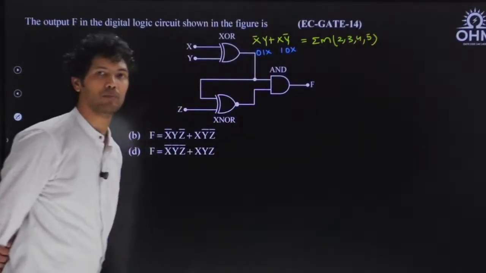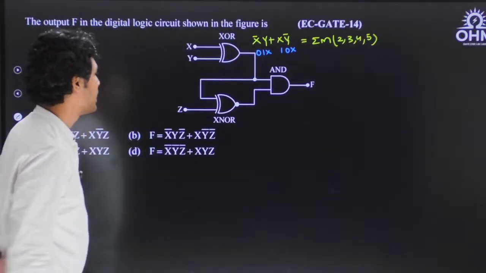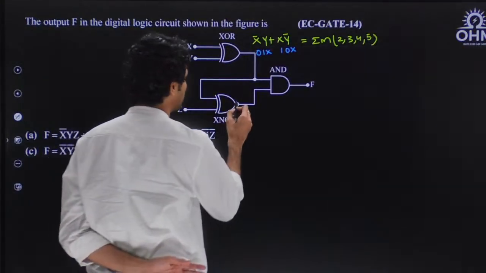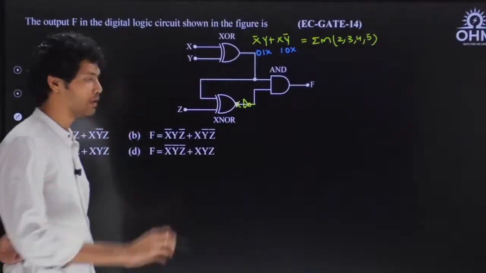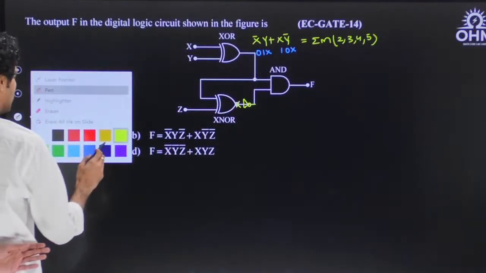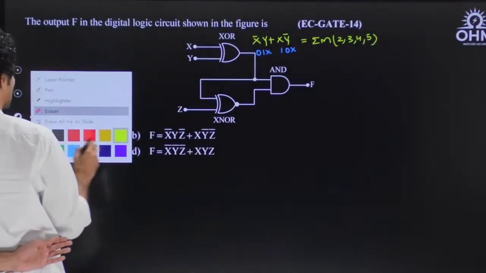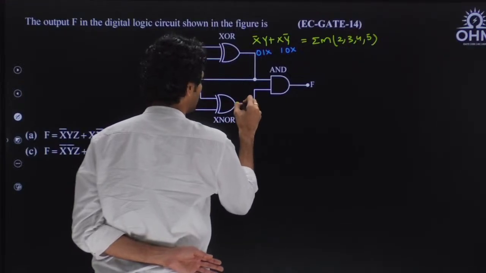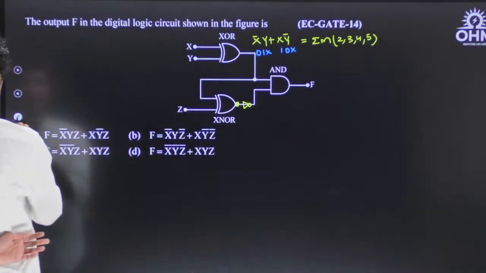So I have x bar y plus x y bar as nothing but sigma minterms 2, 3, 4, 5. That is given as input to this particular XNOR gate. I will split this XNOR gate into XOR followed by NOT gate. Please notice, I am removing the bubble and then taking a complement separately. I am not disturbing this entire thing, but only writing this as two parts, so that my problem solving becomes easy.